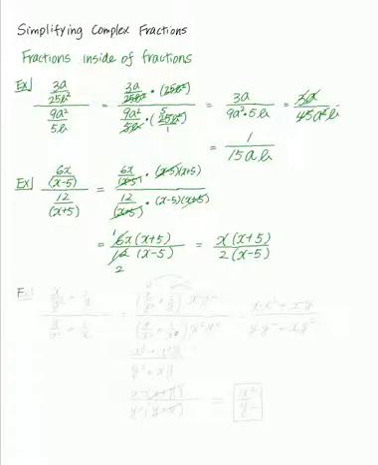Next example. We're going to have x over y squared plus 1 over y, all over y over x squared plus 1 over x. Now this one is messy. We've got 4 little fractions, and we have to find the LCD for all 4.